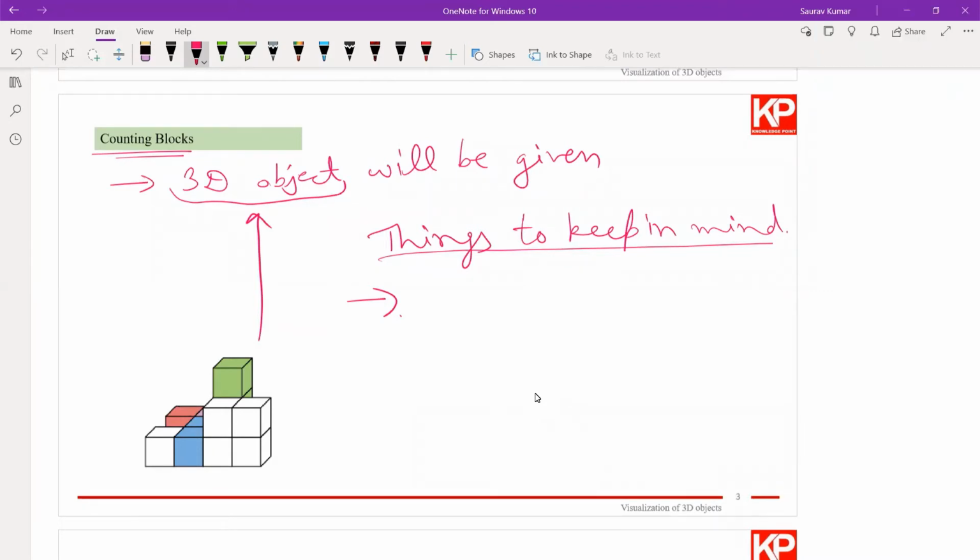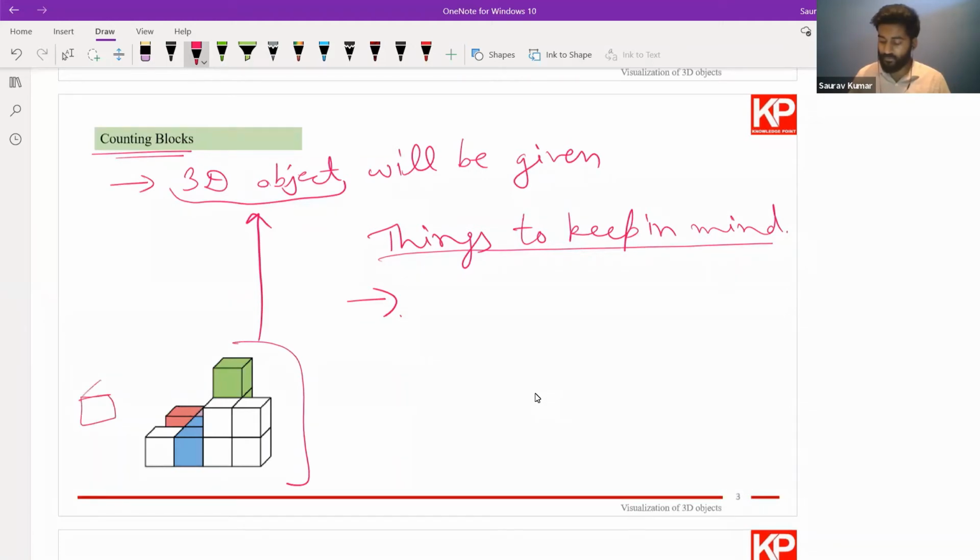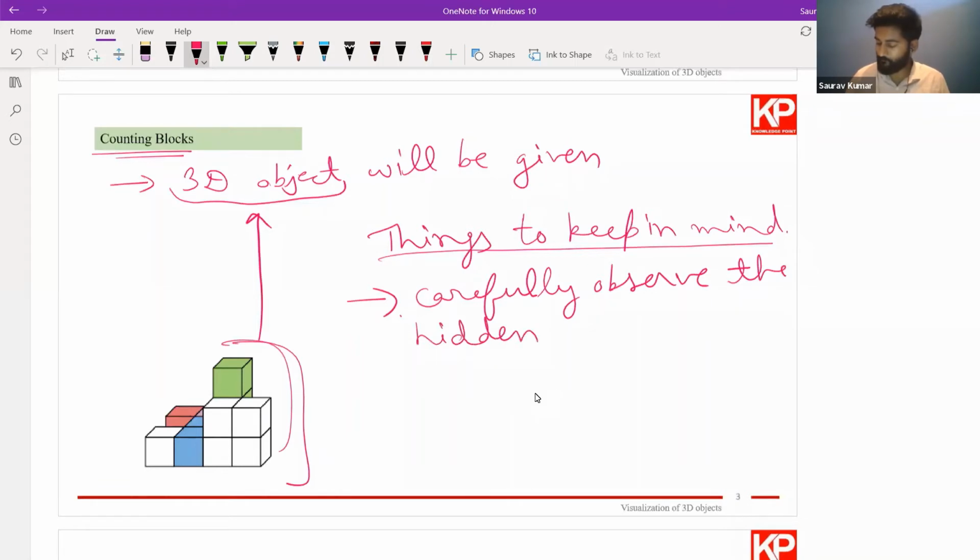So you need to always observe the plan and the relative position of objects. There won't be a 3D object with some block sitting completely separately from the arrangement. There won't be such kind of questions. That means all the blocks would be interconnected. So in our list of things to keep in mind, first is to carefully observe the hidden blocks. Second is all the blocks would be interconnected.